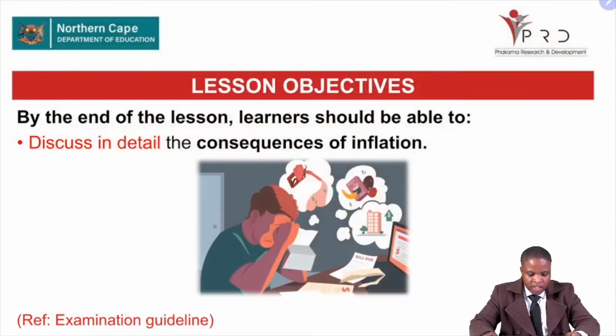Our lesson objectives for today. By the end of the lesson, learners will be able to discuss in detail the consequences of inflation. This is from your examination guideline that we are currently using. It says discuss in detail. It is your essay question, so it can come as an essay question. If it's not asked as an essay question, it can be asked under section B and section A.